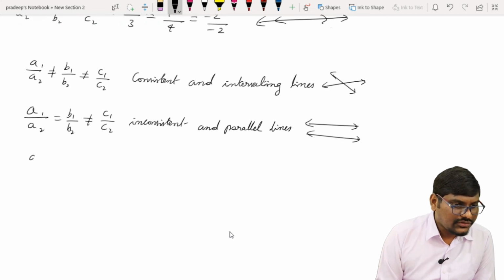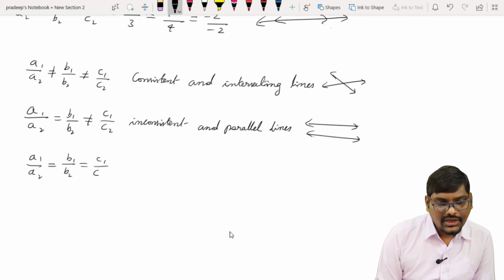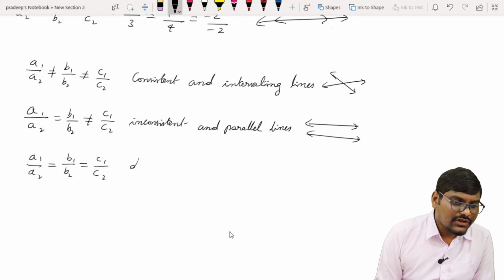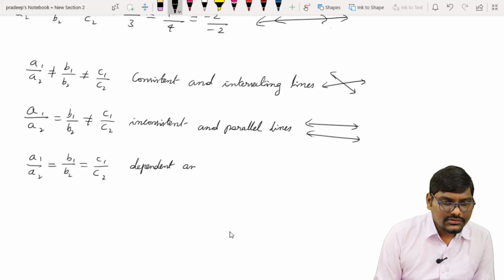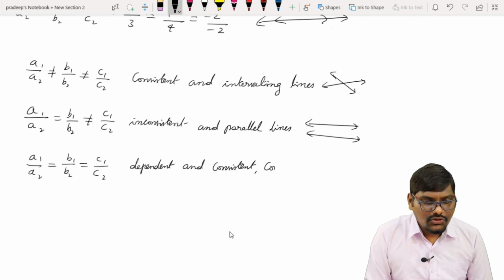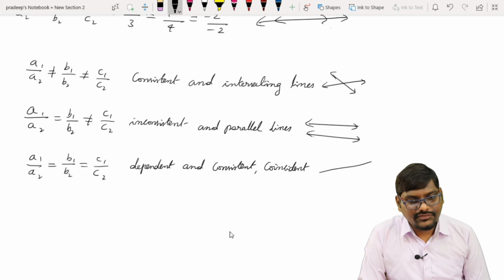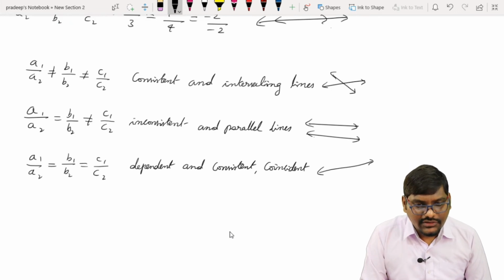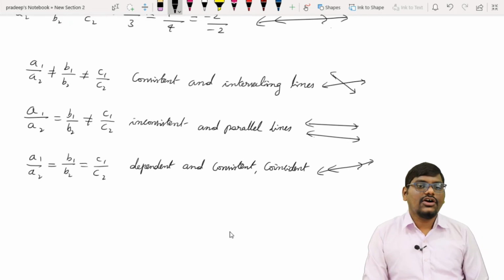So the third form is a1 by a2 is equal to b1 by b2, which is equal to c1 by c2. So this sort of lines we will say are dependent, and also they are what? Consistent. Got it? So we'll say they are coincident, which means if this is one line, the second line will be on the first line. Alright, so these are the three different lines.